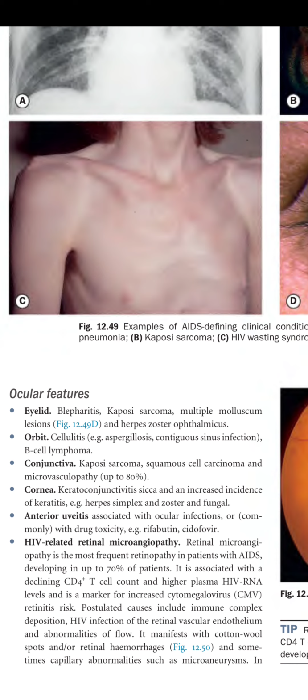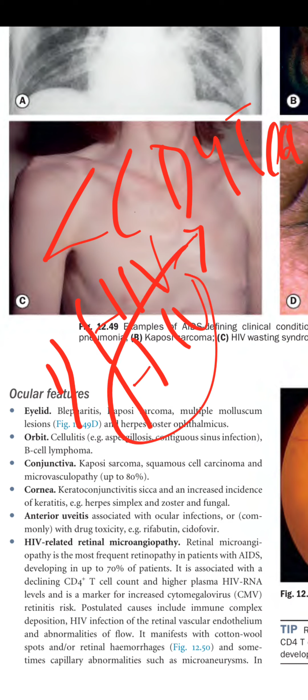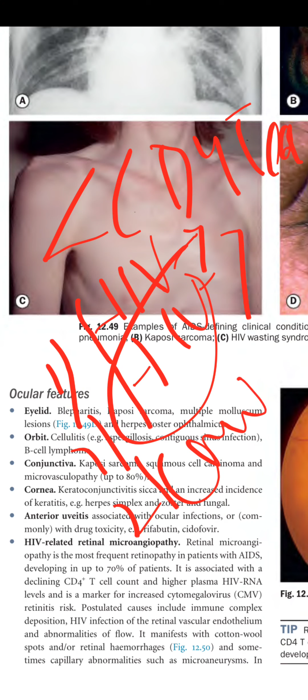So basically, when there is a decreasing CD4 T cell count, it causes the CMV retinitis. Postulated causes include immune complex deposition, HIV infection of the retinal vascular endothelium, and abnormalities of the flow. So the first most common cause of retinopathy in HIV is the HIV retinopathy itself, which is causing the microangiopathy. Second is the CMV retinitis, and the most important cause is due to the immune complex deposition. There is a retinal vascular endothelium HIV infection and the abnormalities of the flow.